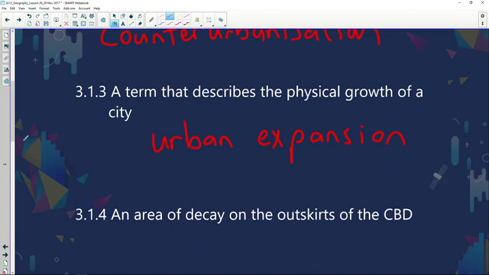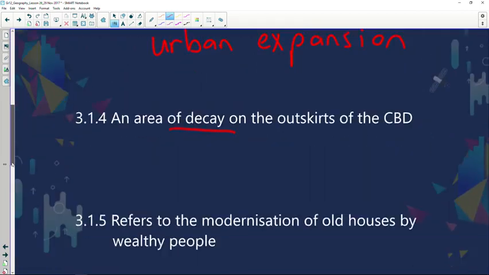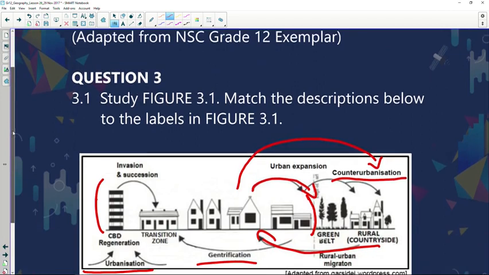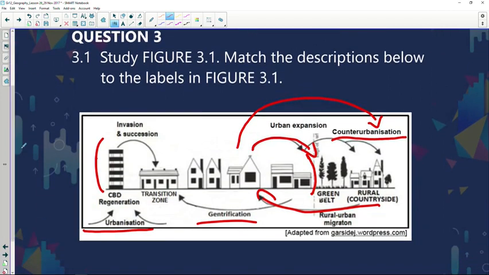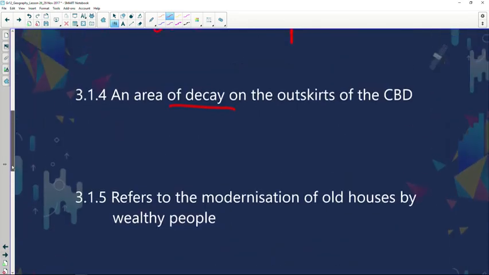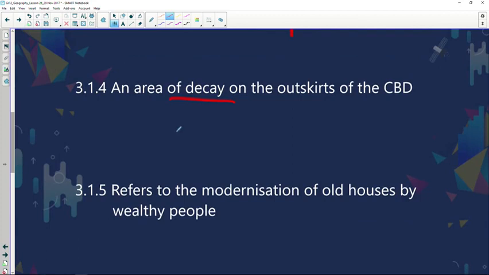3.1.4, an area of decay on the outskirts of the CBDs. Usually it's areas that look like slums where crime is high and where a lot of illegal people live, and the landlords don't look after their property. And what zone is that? That's that transition zone. Okay, even though it doesn't look very nice, the property value is still very high, like we discussed in our theory section. So it's the transition zone. It's just outside the CBD.